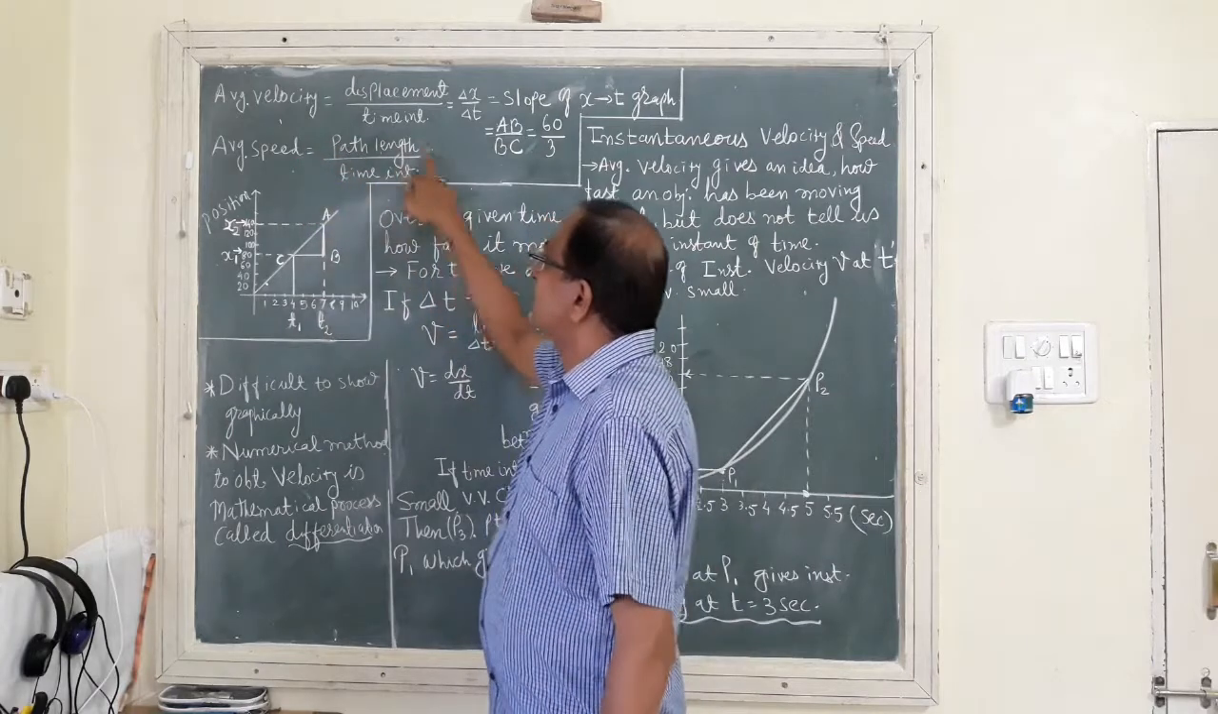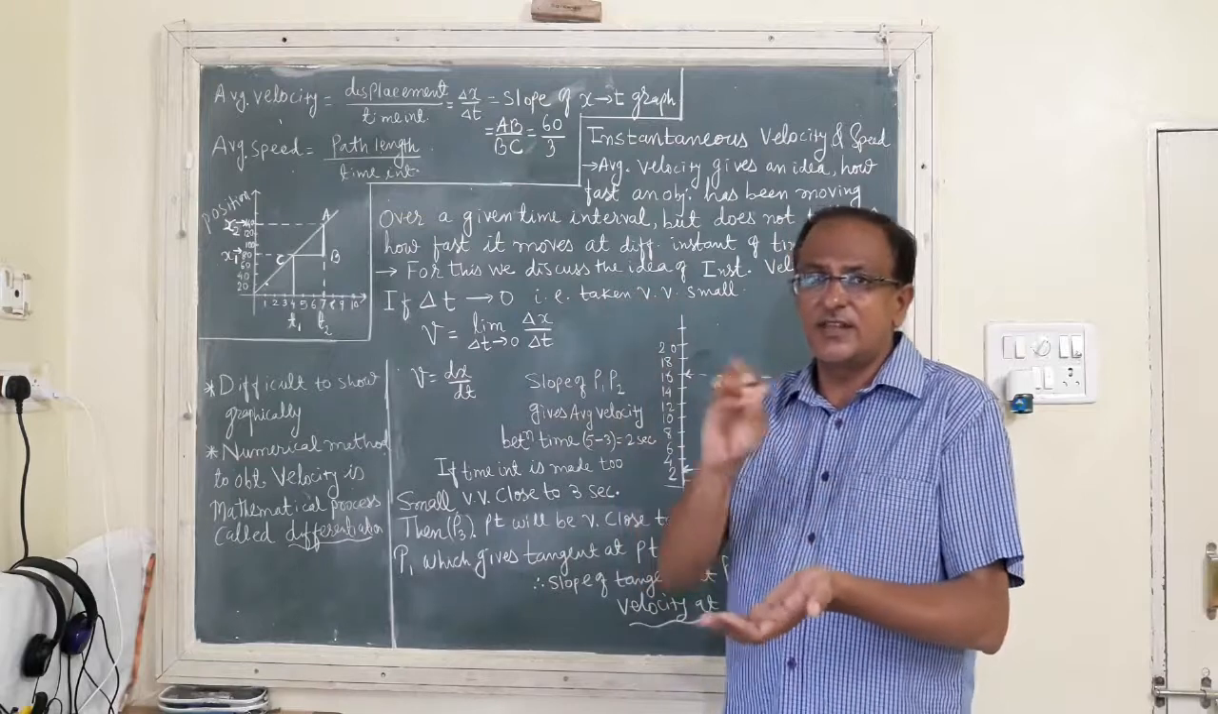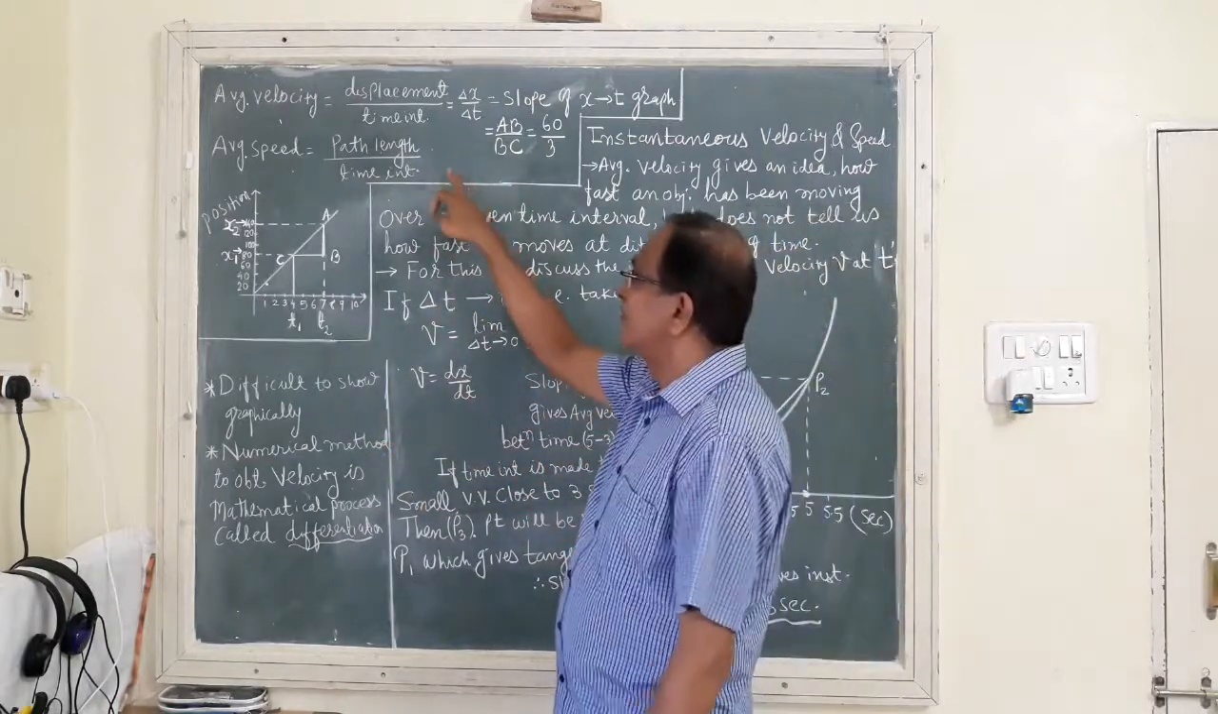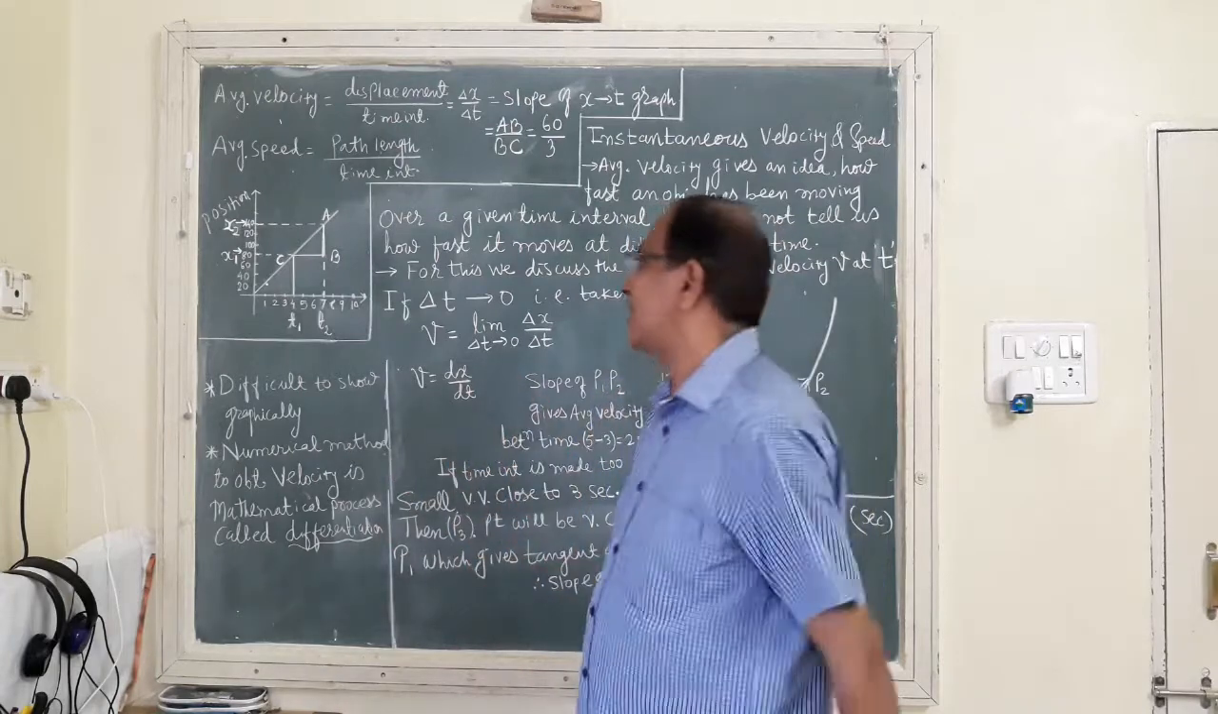And average speed is path length upon time interval, that is, the total distance covered in that particular time interval will give you the average speed. In that we have to consider the whole length of the path.